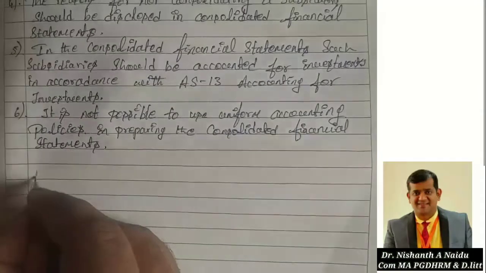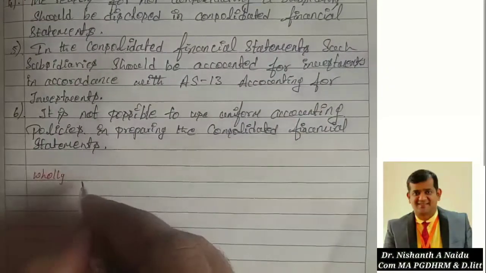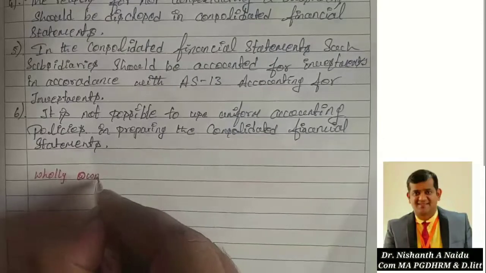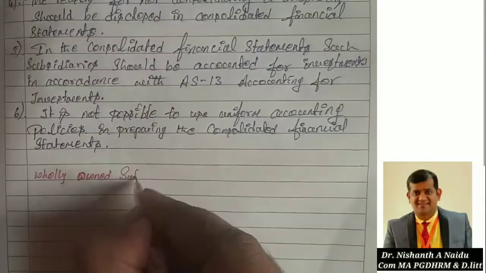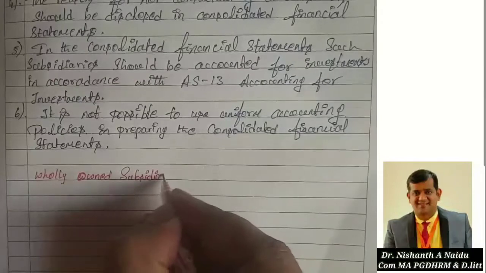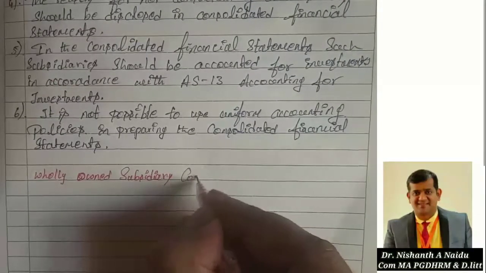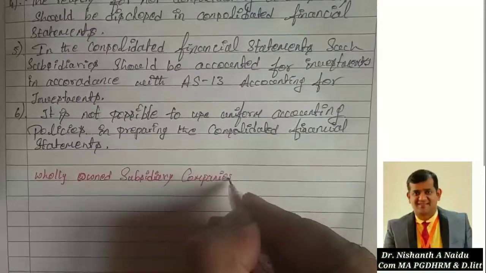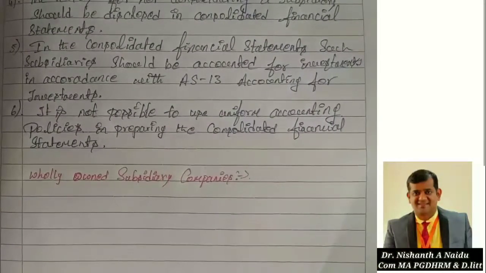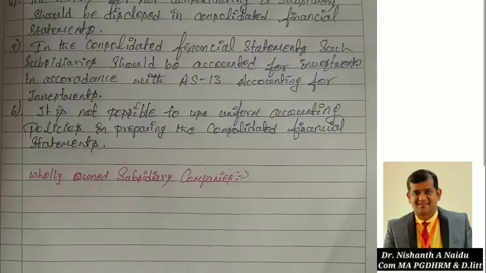So number one is wholly owned subsidiary companies. This is one of the important topics which you should know. Wholly owned subsidiary company means the complete rights on the company is held by the holding company. The parent company will have 100% ownership of another company, so that is called wholly owned subsidiary company.